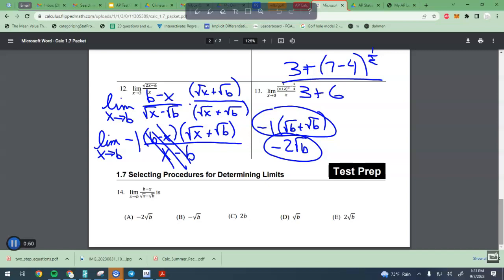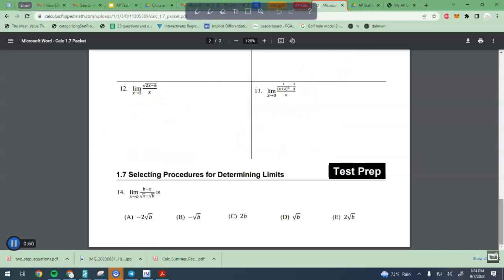Other ones. 7. Is that one of the fractional ones? Oh, that's what I'm going to go through today. Okay.